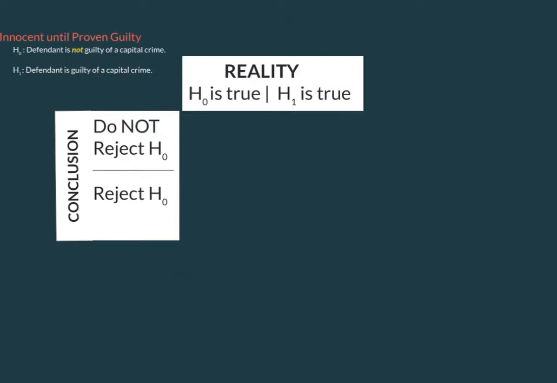So now we have to grapple with reality and with the fact that we don't know everything. So in reality, the null hypothesis may be true. Maybe the defendant is not guilty. Or, in reality, the defendant is guilty. But as a juror, you do not know. You are presented with evidence, and you must make a decision based upon that evidence, but you could be wrong.